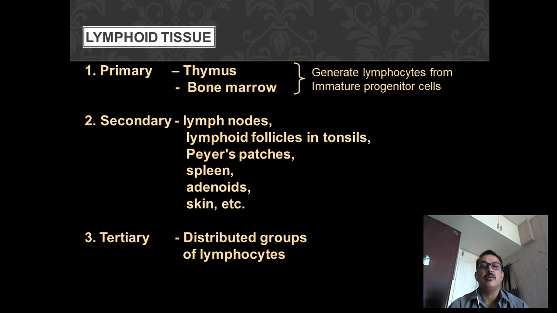Before that, we'll learn the different types of lymphoid tissue, which are classified into primary, secondary and tertiary. The primary lymphoid tissues are thymus and bone marrow, where the lymphocytes are produced, and secondary are lymph nodes and the lymphoid follicles, which are located in the tonsils, Peyer's patches, spleen, adenoid, skin, etc., and also in the alimentary tract, respiratory tract and all that. And the tertiary are the lymphocytes.